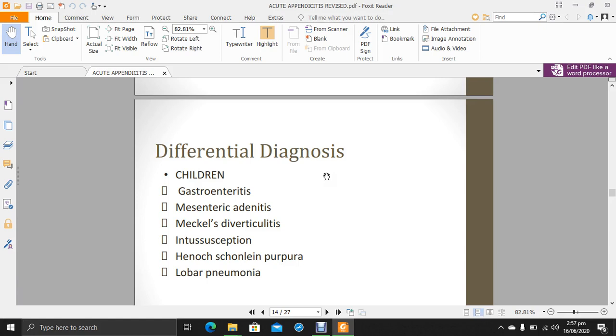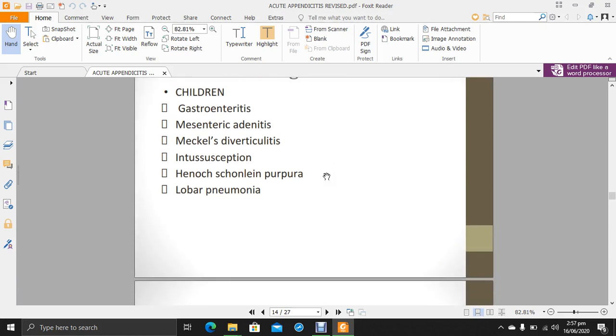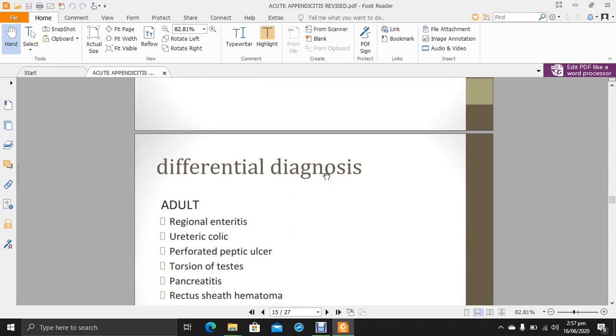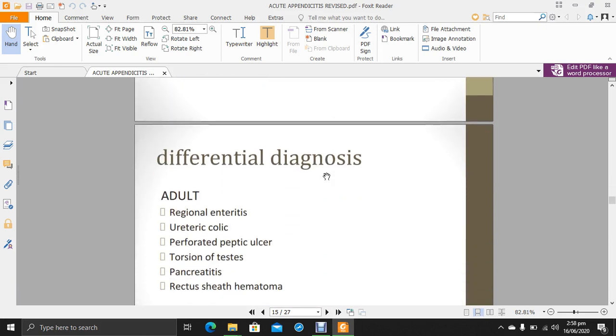So this is different. If you get a chance, see Bailey and Love, the 23rd edition. There is a very beautiful diagram about this. Nowadays the edition of Bailey and Love is 27th, but in the 23rd edition this is a very beautiful diagram about the differential diagnosis. So that was the differential diagnosis in children.